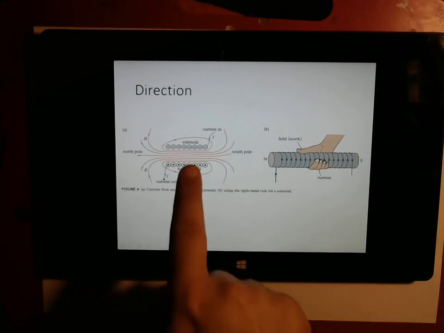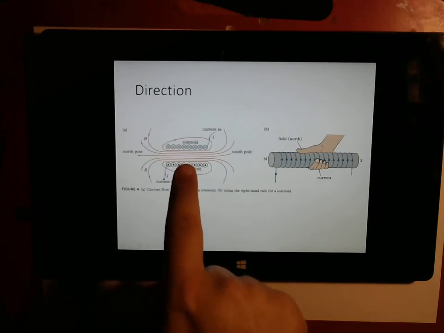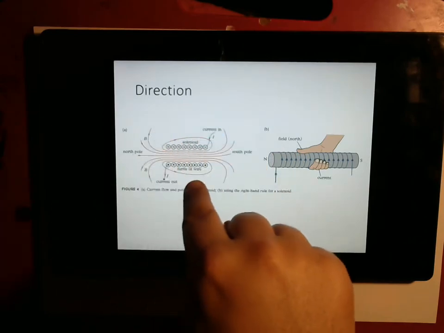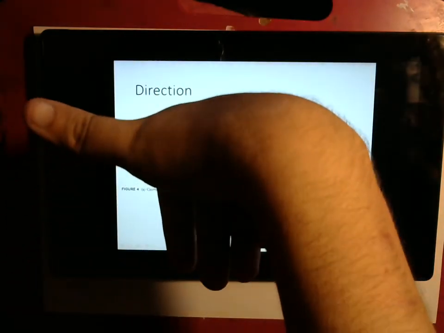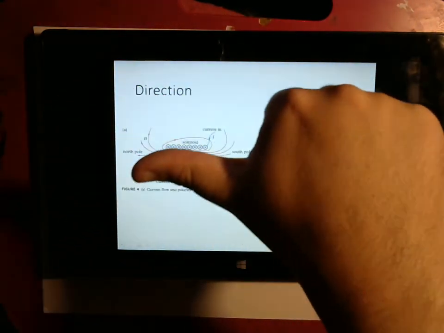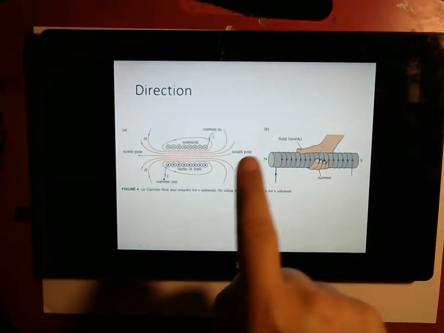So here we can see that the field is going into the page on the top, and it's coming up out of the page on the bottom there. And so the field goes to the left. You can see that there.